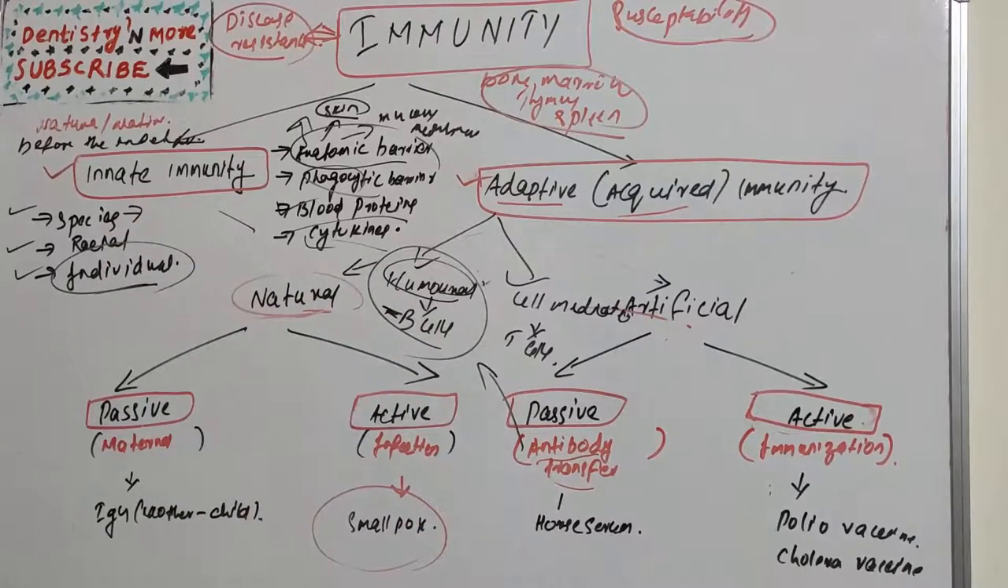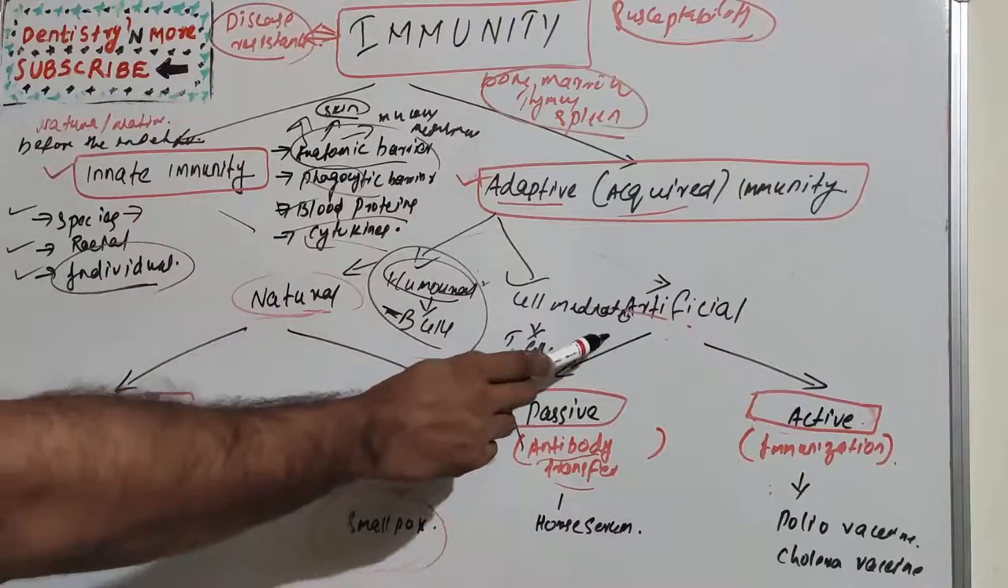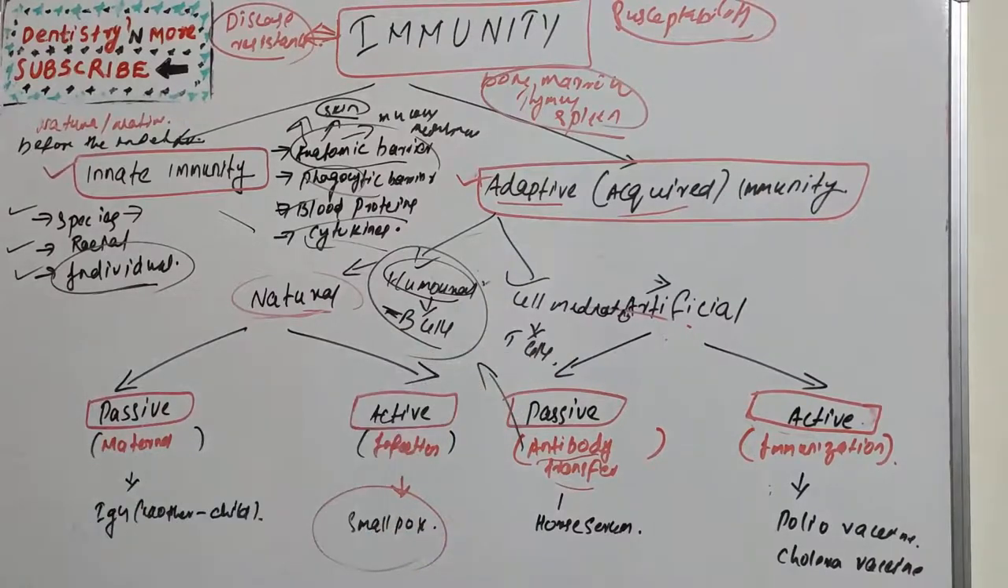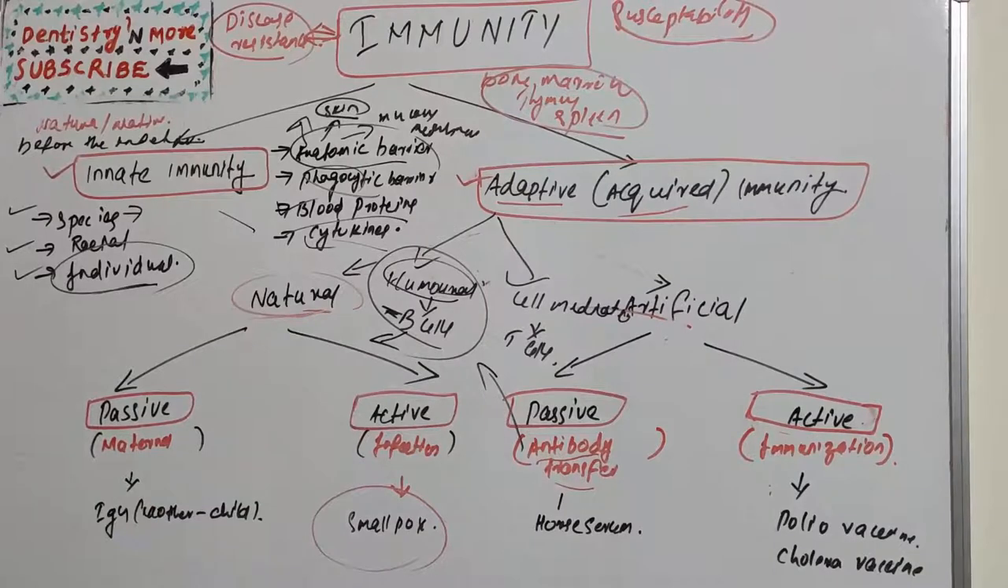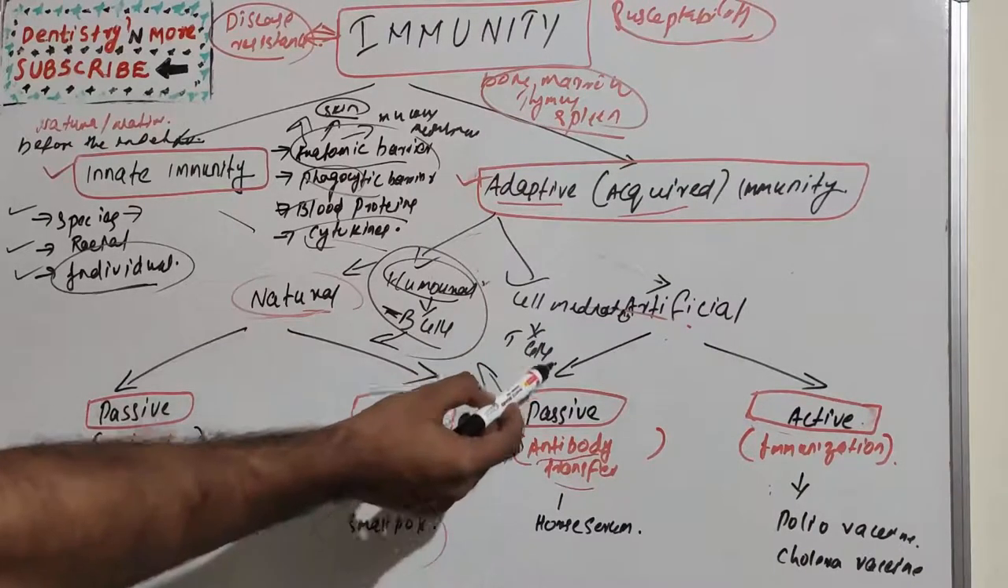Whereas cellular immunity or cell mediated immunity occurs inside infected cells and is mediated by T lymphocytes. This is B cells and this is T lymphocytes.